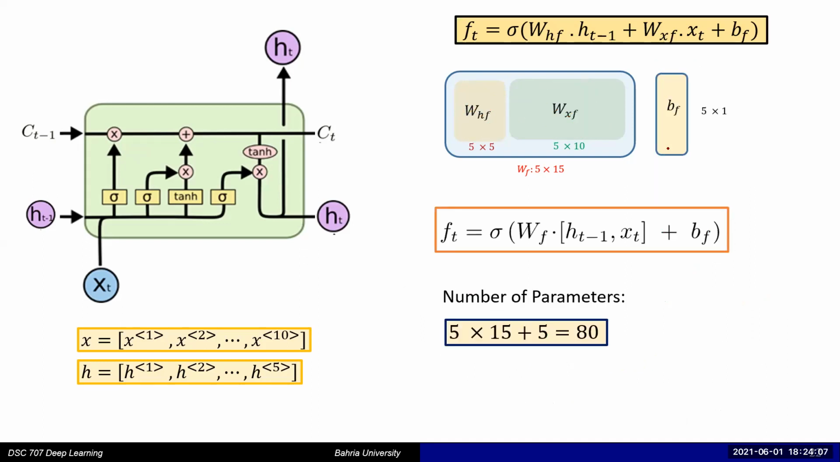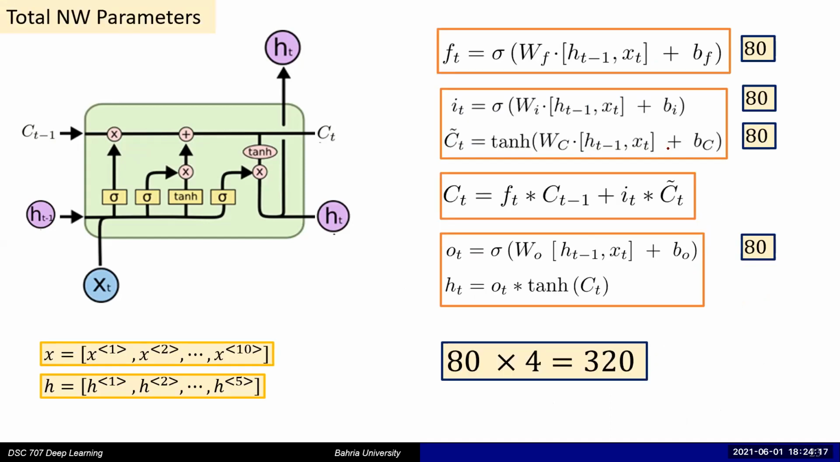Now coming to the number of parameters, we just computed the number of parameters for the forget gate. Now let's see what is the total number of parameters in this complete cell. So I go back to all of these expressions. This is the forget gate, we just computed 80 parameters. For this input gate, exactly the same thing, so we have 80 parameters. For this, again, exactly the same thing, only the activation function has changed, so again 80 parameters.